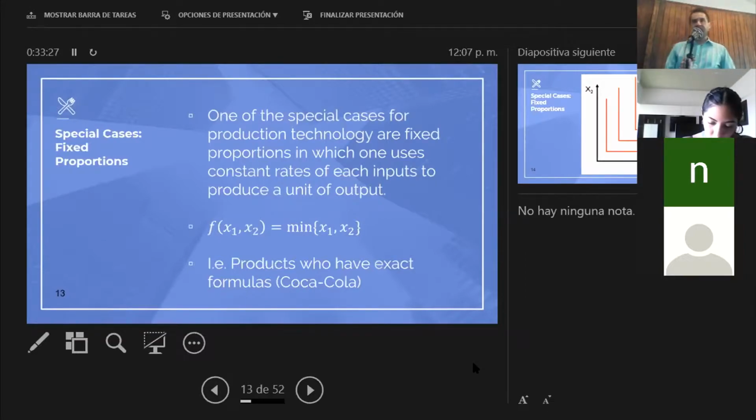So this first case is called fixed proportions. And fixed proportions is essentially the production side of things of perfect complements. Esta idea de dos cosas o dos inputs that are used in a specific way, that they need to be used always at that ratio or at that combination, such that you produce a certain output.